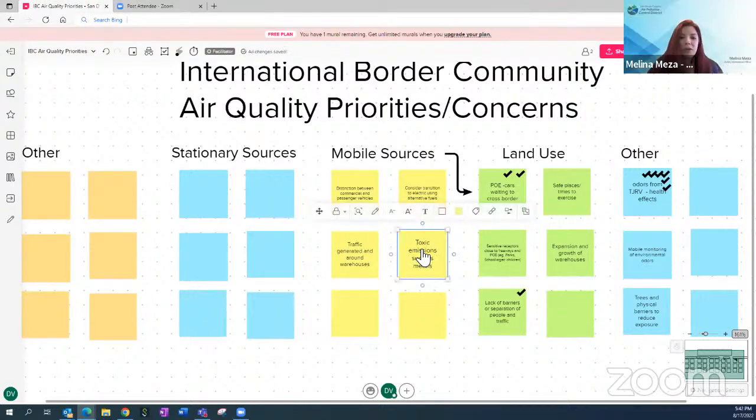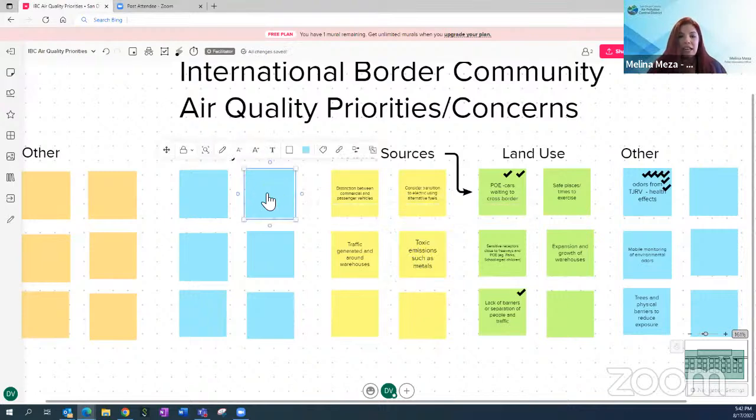Thank you. And I'd just like to remind everyone that this exercise will help us implement strategies to resolve air quality issues within San Ysidro. And this will also help, I don't know if you want to give a little bit more information on why we're doing this as well, Domingo.